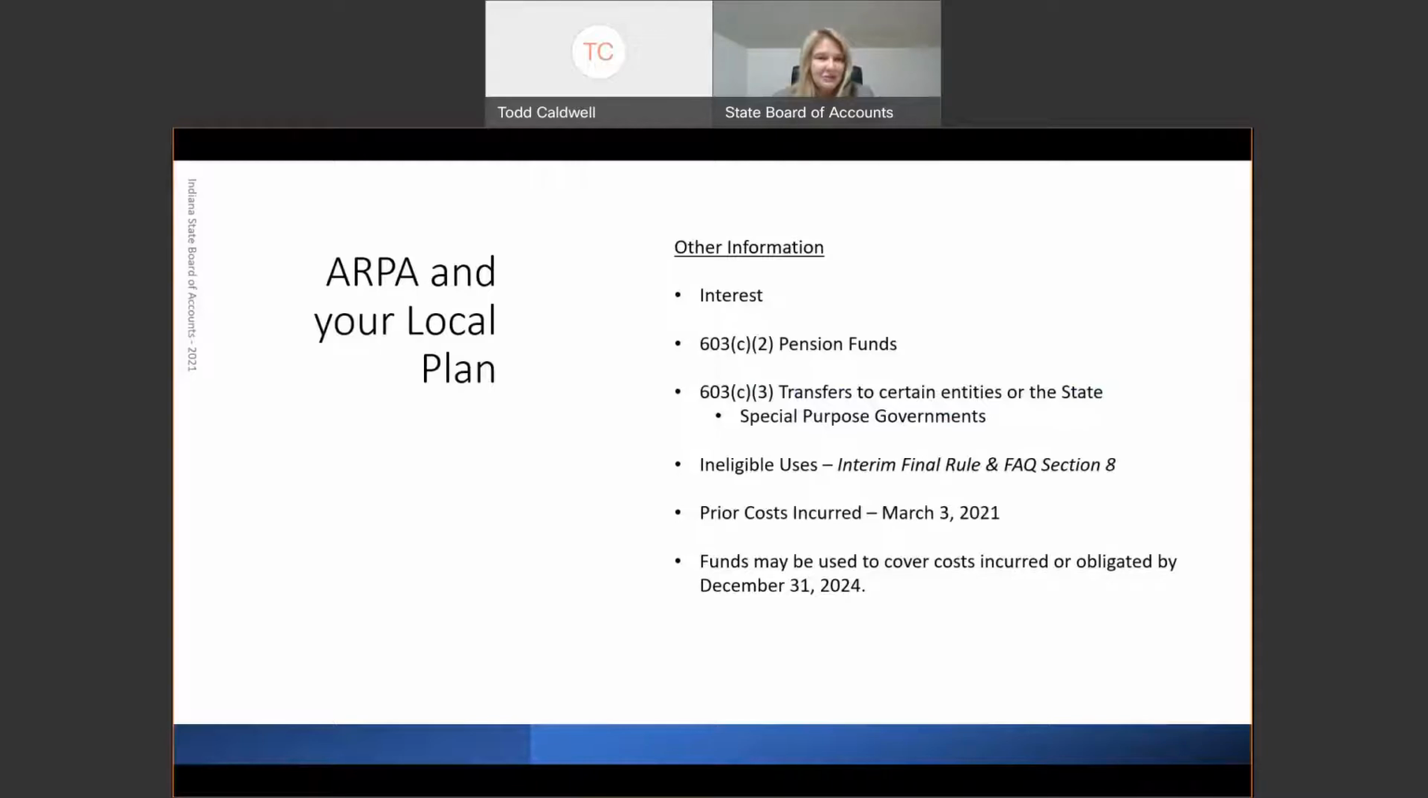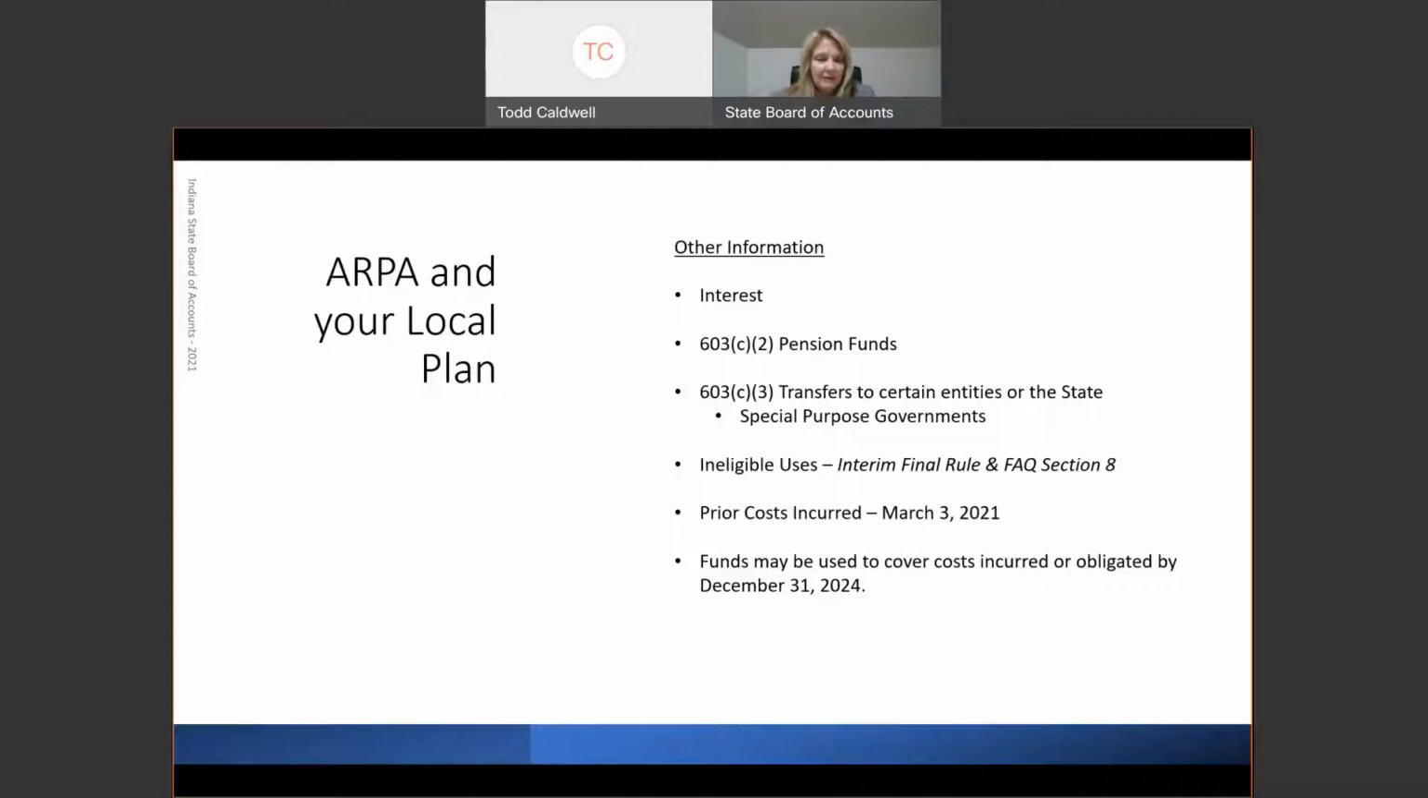There are a few other key points that you also need to be familiar with on this plan. We've had several questions related to interest, and Todd's going to cover that in the next section. We've also had questions on pension funds. You cannot make a deposit to pension funds with ARPA money. And also, you can make certain transfers to the state or other special purpose governments, but you'll want to read through section 603C3 to find out more about that and when that's appropriate. Also, ineligible uses are in the interim final rule and frequently asked questions section. You'll especially want to look at section 8.